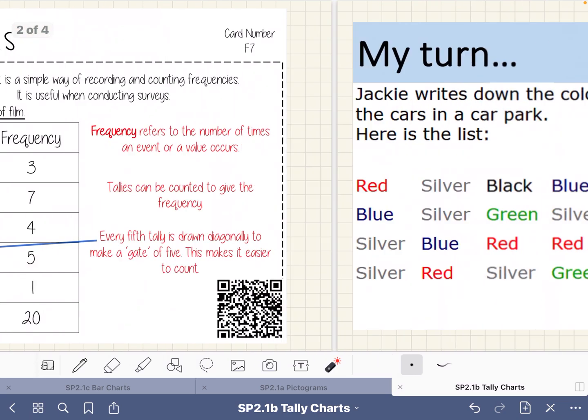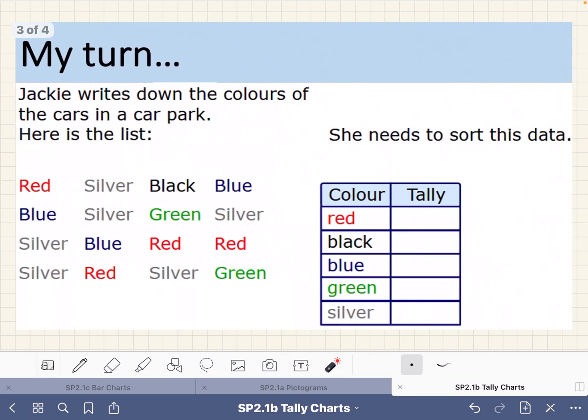Let's have a look. So, my turn. Jackie writes down the colours of the cars in a car park. Here is the list. Lots of different cars and lots of different colours. She needs to sort this data, and we're going to choose to do that in a tally chart. And we start off one by one, crossing one out.